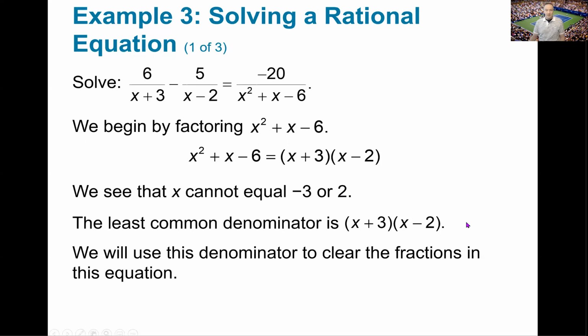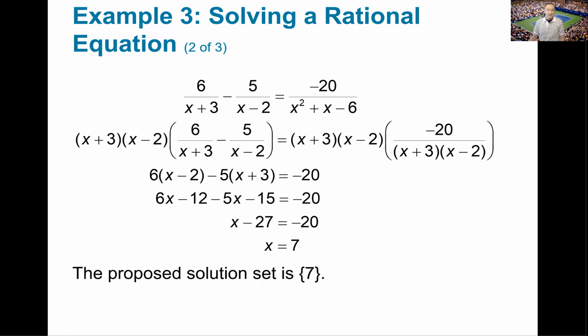Now, my least common denominator, I've already talked about that. It's both of those factors, x plus 3, x minus 2. I'm going to multiply that least common denominator just like I multiplied the 28 in the last problem. I'm going to multiply this problem by x plus 3, x minus 2 throughout the entire problem to clear the fractions.